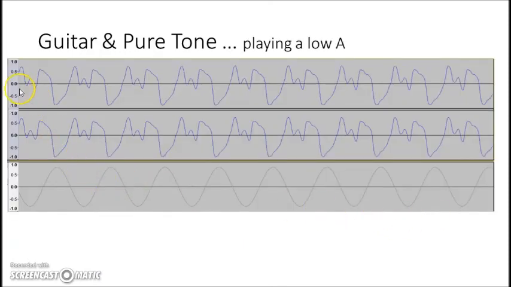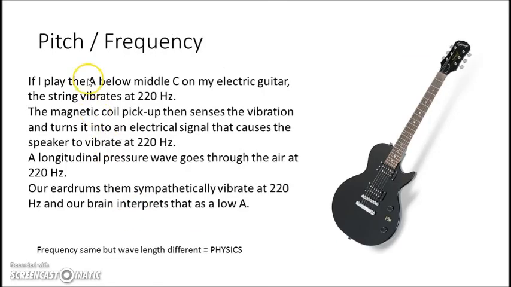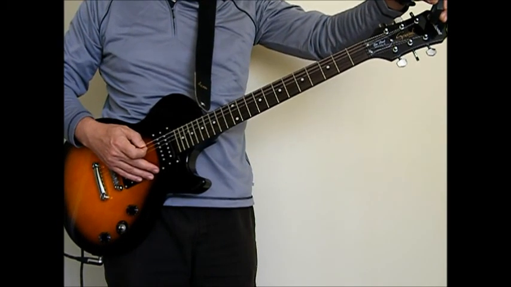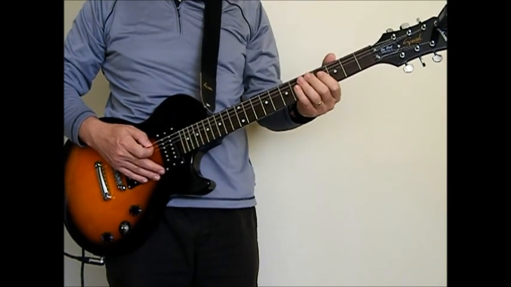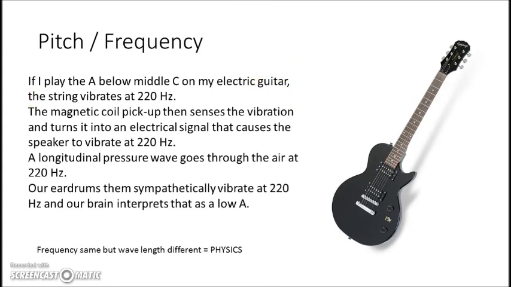What I'm going to do is look at the note A, and I'm going to play it on a guitar, which will look like this, or if we break that into pure tone, it looks like this. Now, if I play the A below middle C on my electric guitar, the string vibrates at 220 Hz.